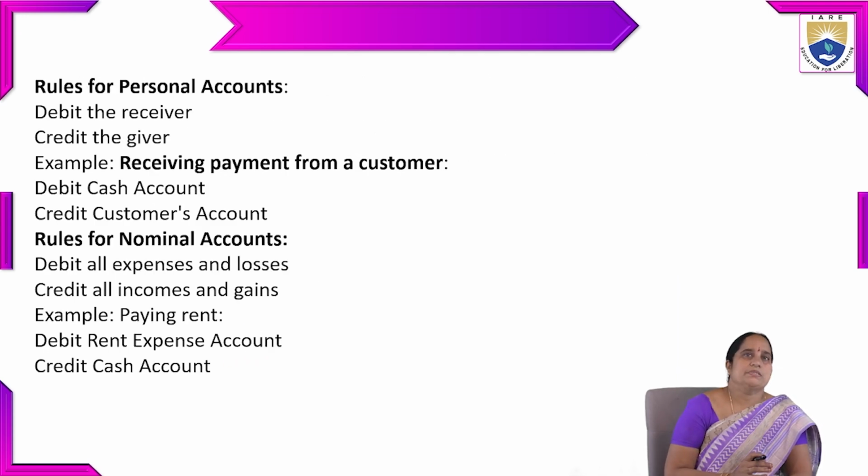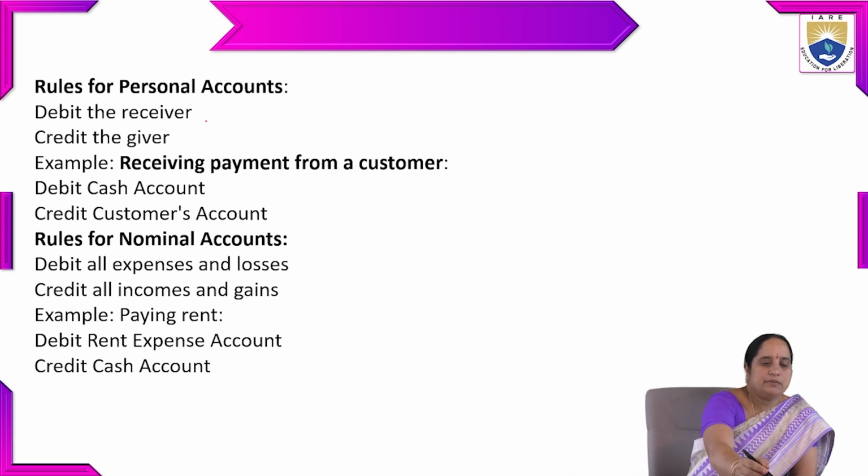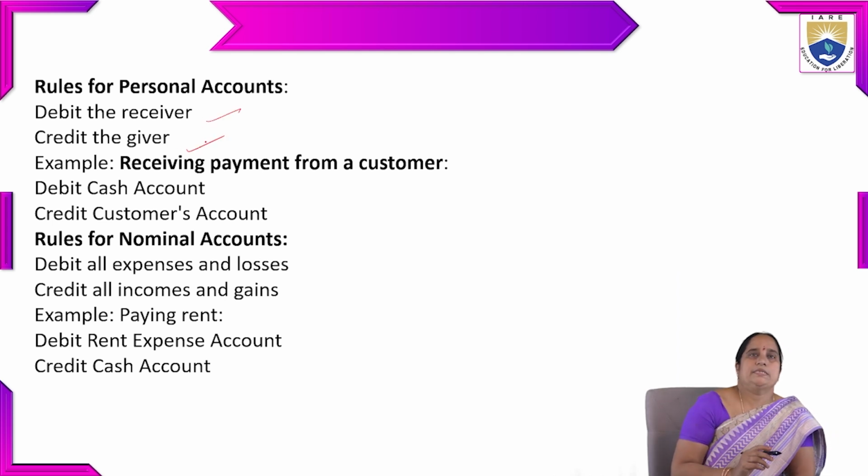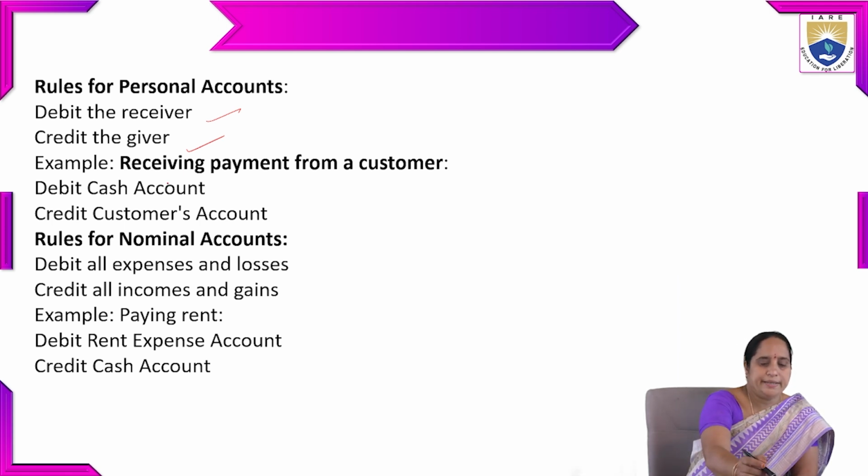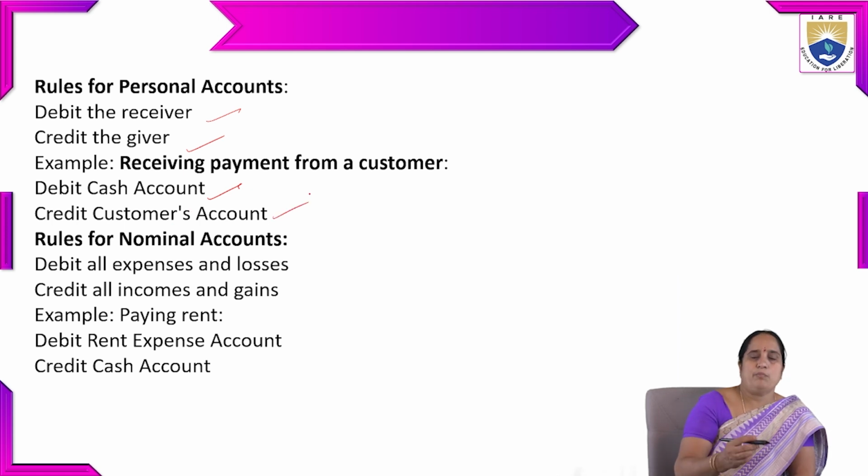Coming to rules for personal accounts: debit the receiver, credit the giver. For example, receiving payment from a customer. As here, debit the receiver, the company is going to receive cash from the customer. As a result, debit cash account and credit customer's account. The same amount is going out of the customer's account in the form of bill payment.